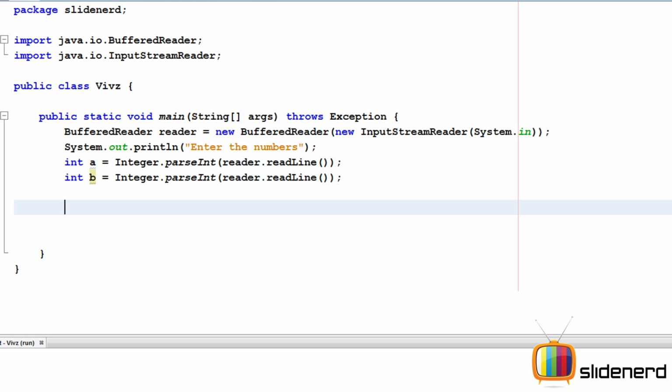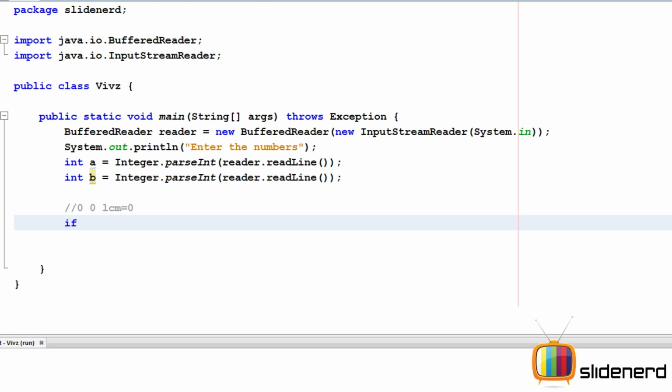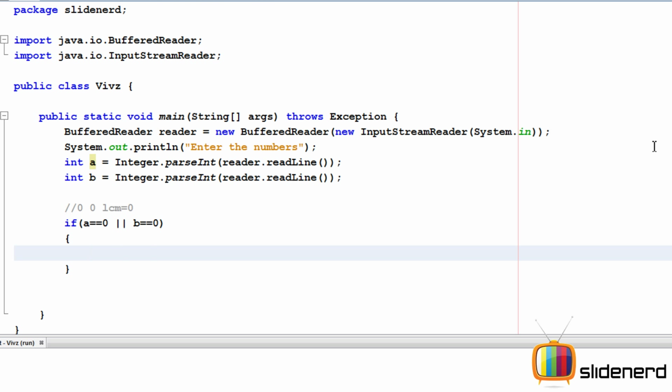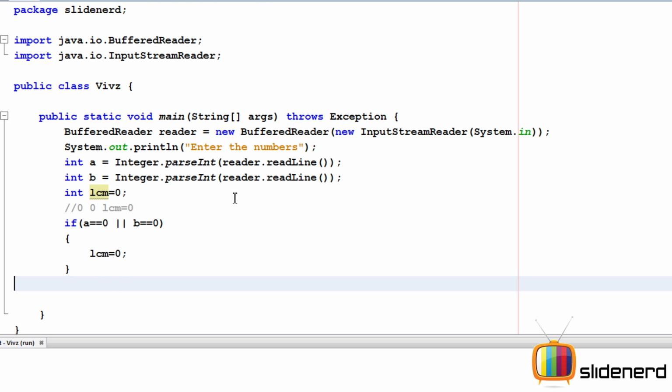So let's go ahead and verify the first condition. The first thing is both numbers are 0. In that case, the LCM becomes 0, right? So I'm going to say if a is 0 or b is 0. Now we need a variable to store this LCM value, right? So I'm going to go ahead and say int LCM equals 0, all right? So here I'm going to say LCM is 0 in that case if both are 0, right? That's one of the cases.